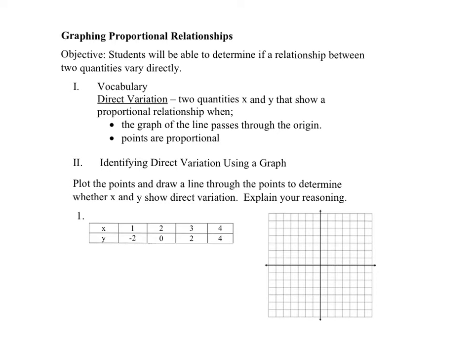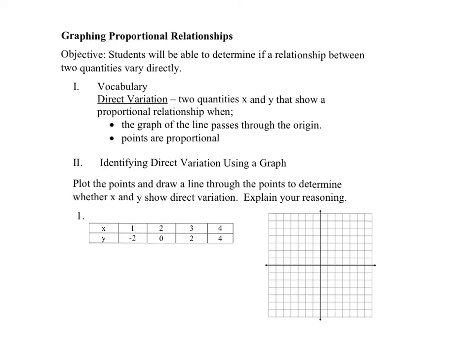Today's lesson is on direct variation. Direct variation is two quantities, x and y, that show a proportional relationship when, one, the graph of the line passes through the origin, and two, the points are proportional to one another. So one way to tell if x and y show direct variation is to actually graph them and then determine if they show it.